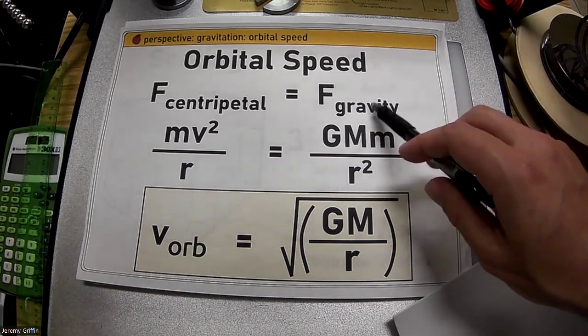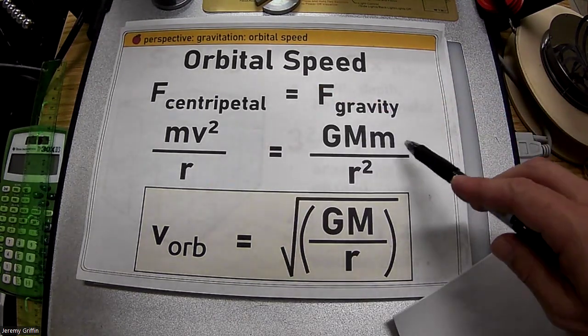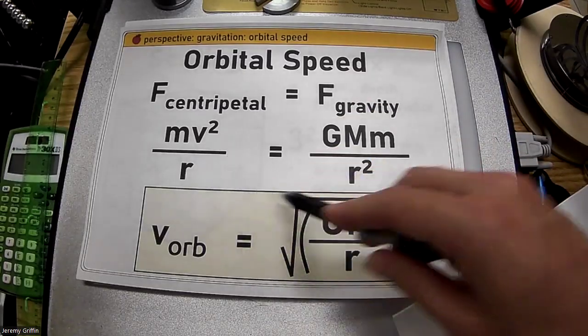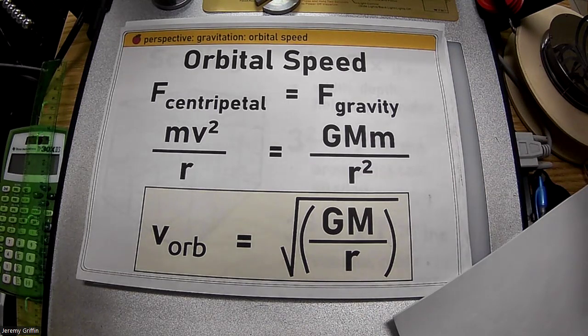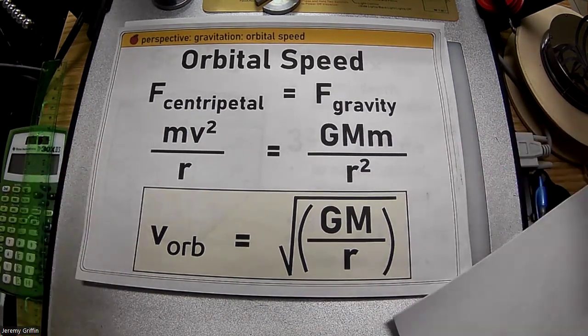So you're letting the gravitational force act as the centripetal force. Here's universal gravitation, GMm on r squared. Here's centripetal force, mv squared on r. Some stuff cancels. Ooh, the mass of the satellite cancels. Little m goes away. Okay, there you go.